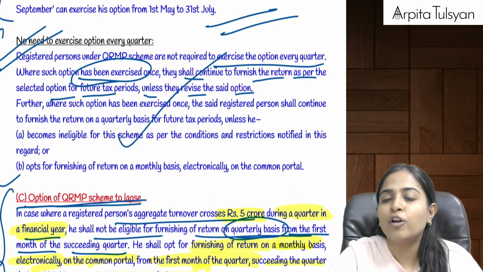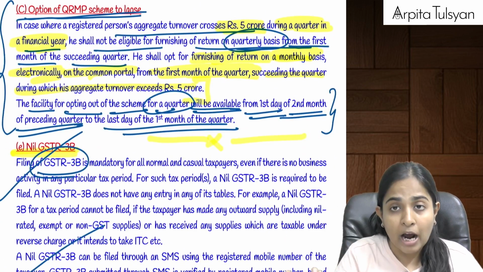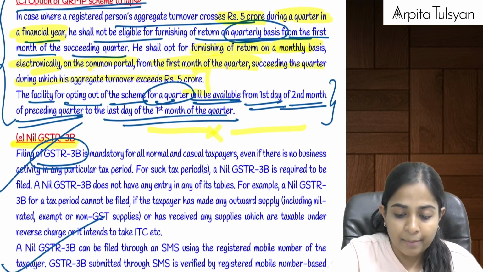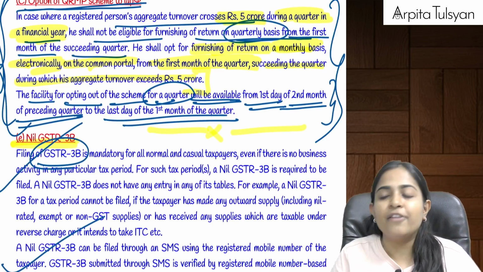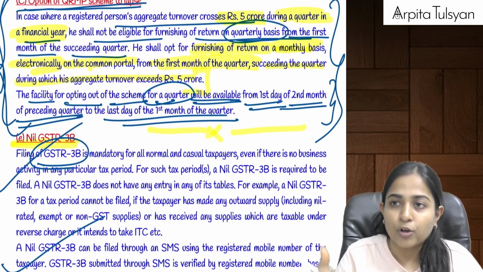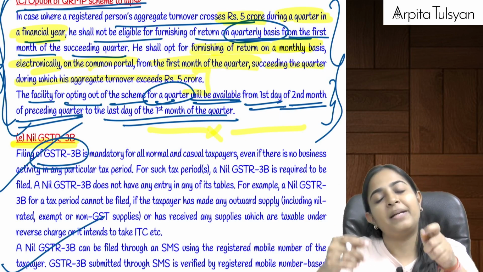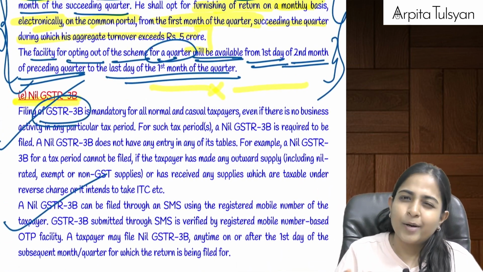These 3 months are available to you for opting for the QRMP, and once you have opted for QRMP, you can continue with it till the time you don't opt out or till the time you don't become ineligible for QRMP. And if you want to opt out voluntarily, then again the same time period will be applicable for opting out of this QRMP also. Are you clear till here?